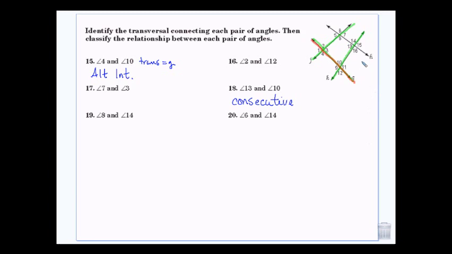Which one? 17 you said? Okay, 17 is 7 and 3. So I'm looking at these angles here. Yeah, so these are my 2 lines. J is my transversal, and 7 and 3 are corresponding. And the transversal is J.